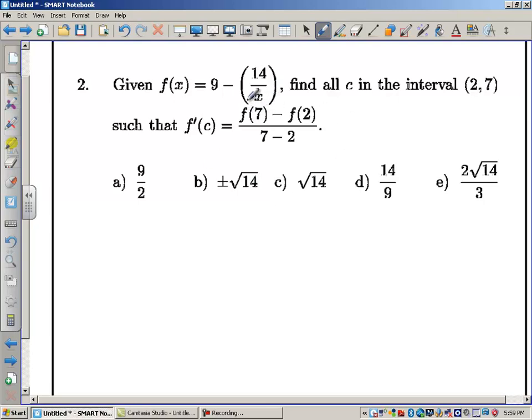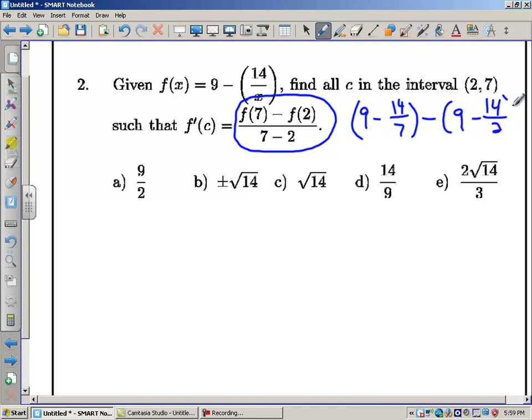So the first thing I'm going to do is find the average rate of change. If you plug in 7 for x, you're going to get 9 minus 14 over 7. Let me just go ahead and write that down. 9 minus 14 over 7. That's f of 7. Minus f of 2, which is 9 minus 14 over 2. And this is all over 5. So let's see, that's going to be 9 minus 2, which is 7. And then 9 minus 7, which is 2, over 5, and we get 1. That means that if we were to connect these two dots from 2 to 7 on this graph, it has an average slope of just going up 1. So the slope of the secant line is 1.